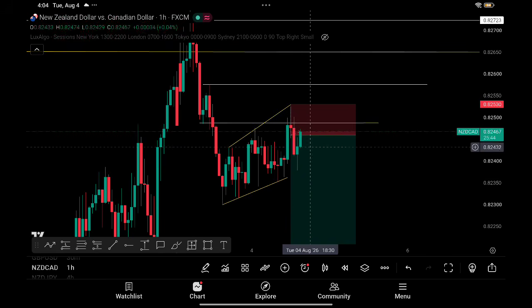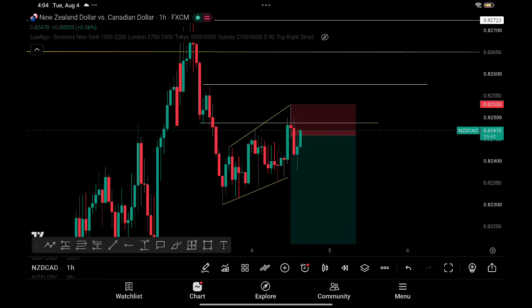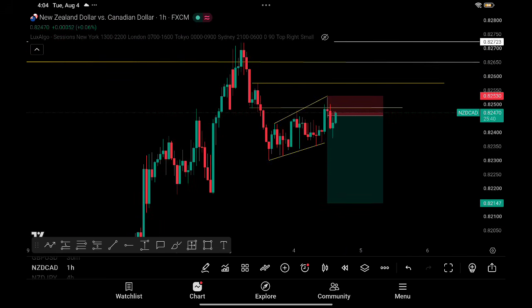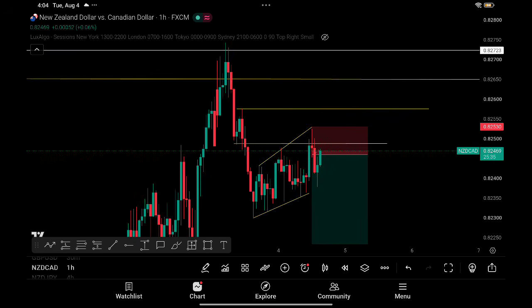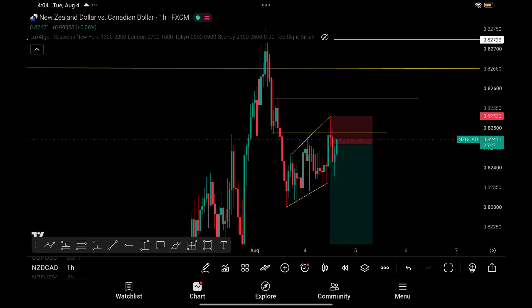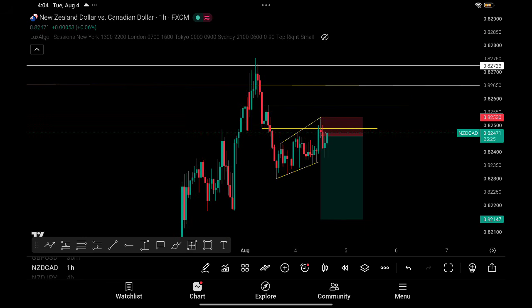on this rejection, because this rejection was too big to take this trade. So you have to use the right way to take the trade, and if not, you will be putting yourself in a really bad situation where you take the trades but you win very little. So yeah, that's it for the breakdown, guys.